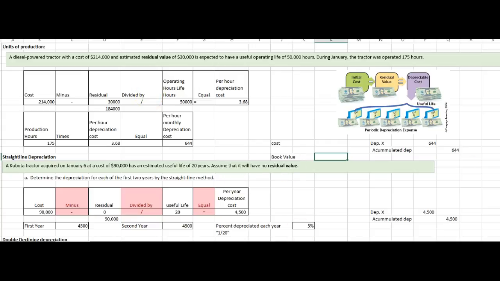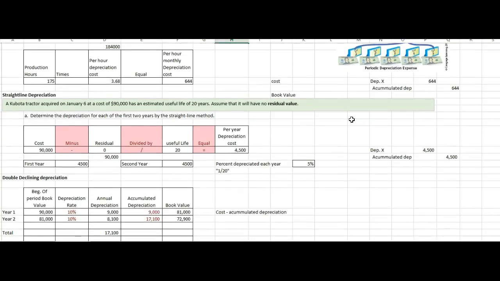So to go through this whole process one more time, we look at what it costs minus the residual, which gives us the depreciable cost, divided by its life, which will give us, in this case, the per hour depreciation. That's the units of production. This very well could have been pieces or anything that you can measure that can be directly related to the production, the use of this item.